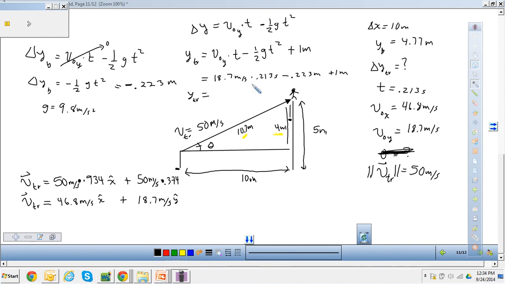What'd you guys get? 4.760. And that's rounded correctly? Well, we just had a little rounding error creep in, I guess. 4.76 meters. So what did it hit? Did it hit the monkey? What did it hit? Hit the banana.